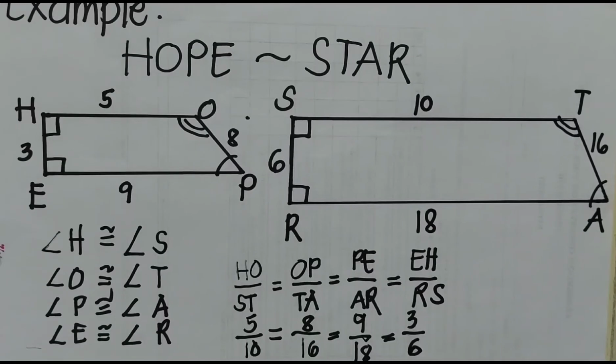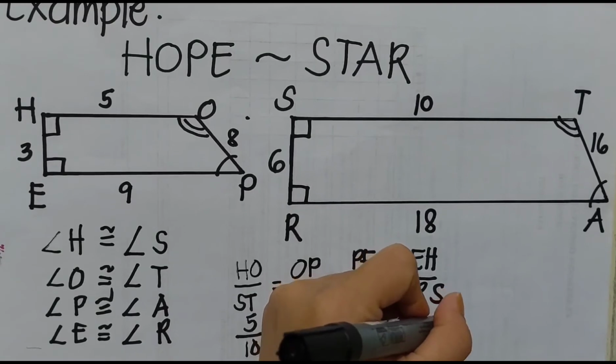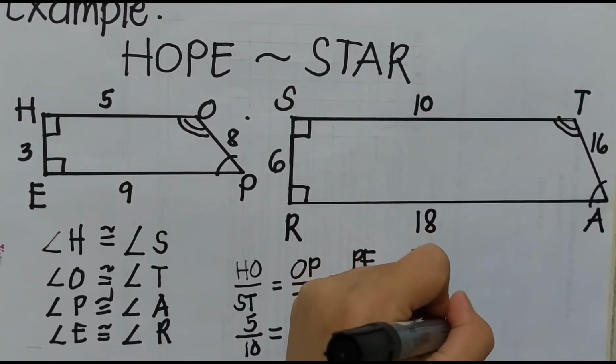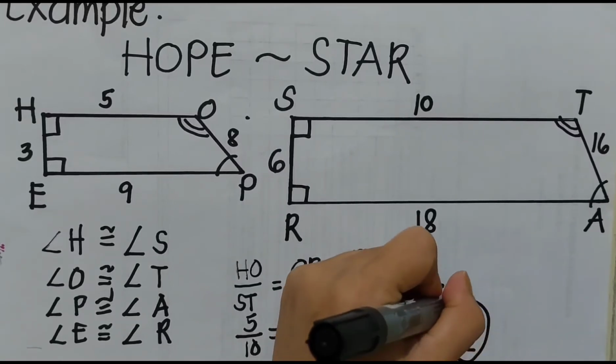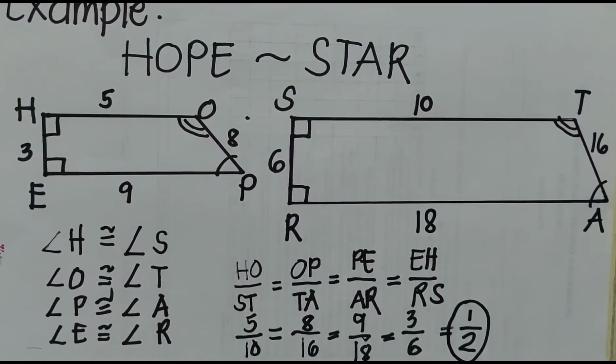Now, can we say that 5 over 10, 8 over 16, 9 over 18, 3 over 6 are equal? If we are going to reduce all of these fractions, or ratios that show proportionality, simplify them to lowest terms. What is their value? Very good. They are all equal to 1/2. Okay? So, since all the sides that are proportional to each other measure 1/2 or 1:2, therefore, the corresponding sides are proportional.